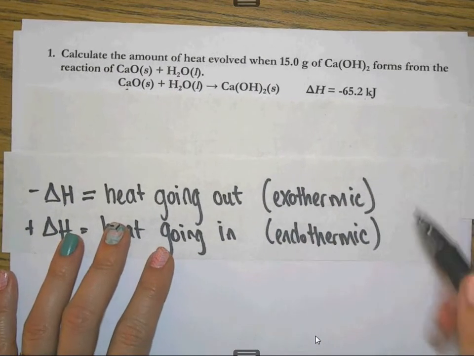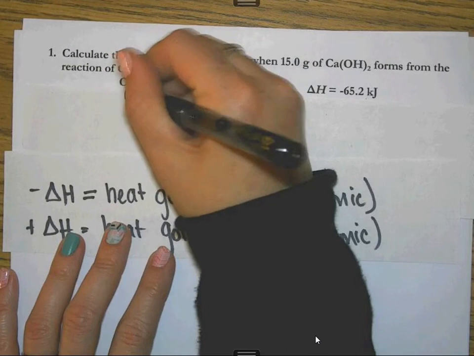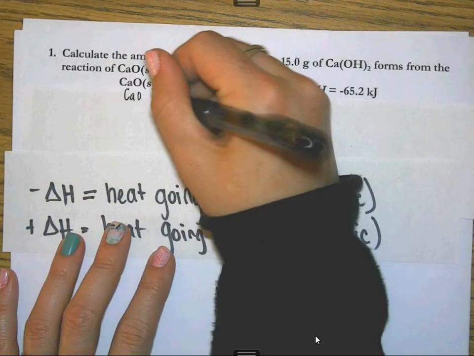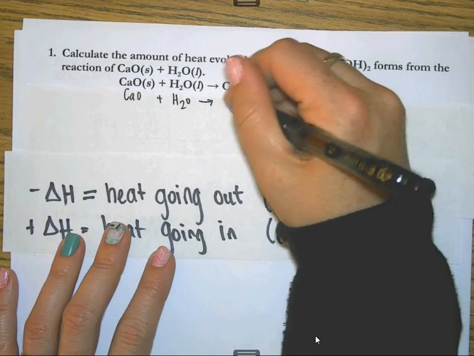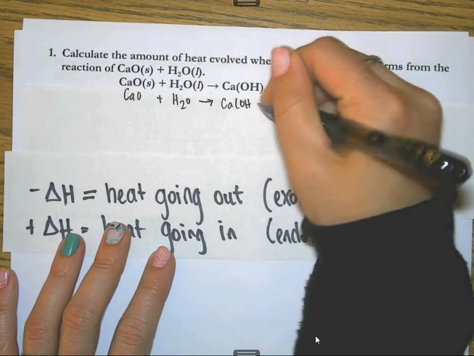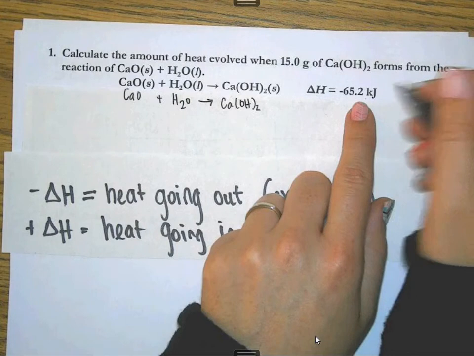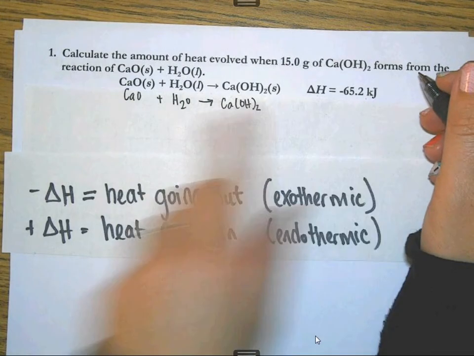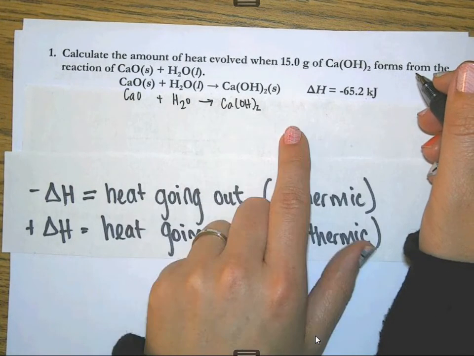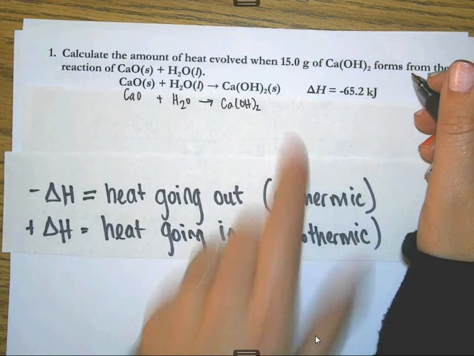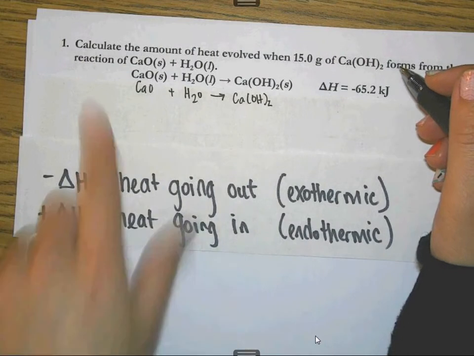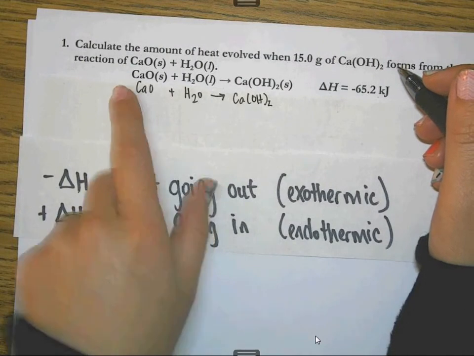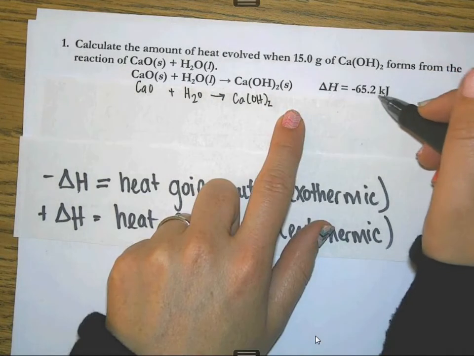The very first thing that I'm going to choose to do is rewrite this chemical equation down below, and I am going to add the 65.2 kilojoules to this equation as if it is a part of the chemical reaction. Whether or not it's positive or negative will determine whether I put it over here in the reactants or over here in the products.